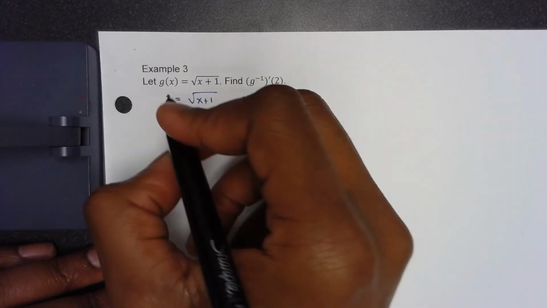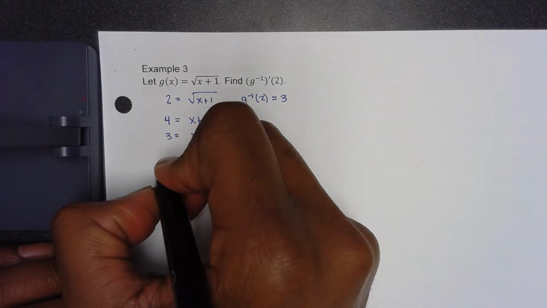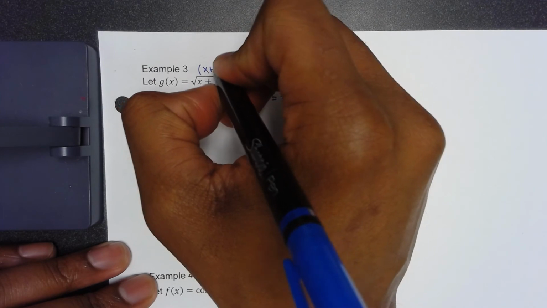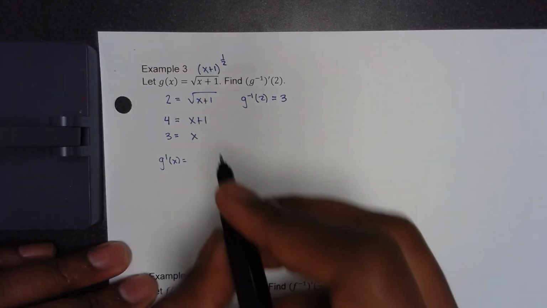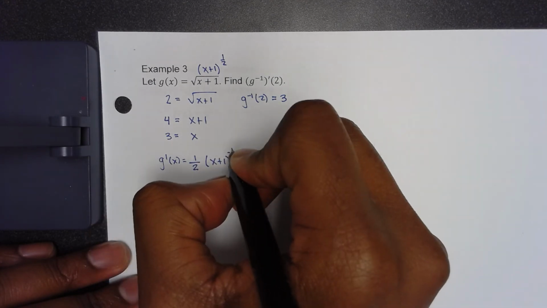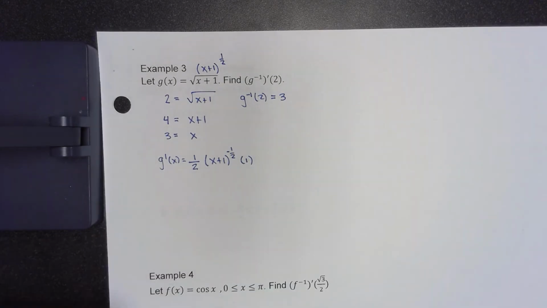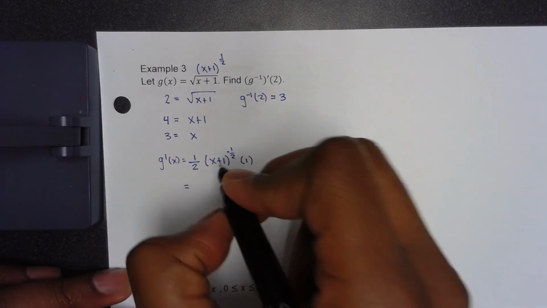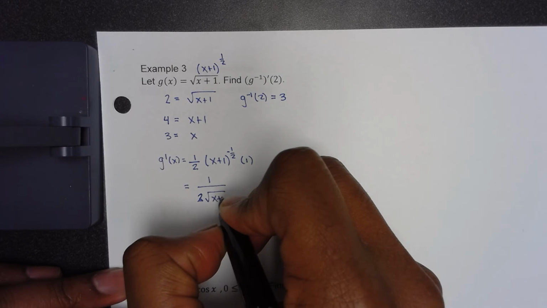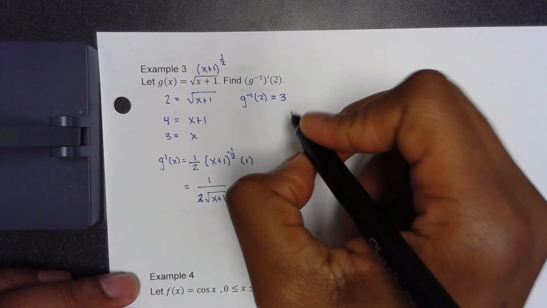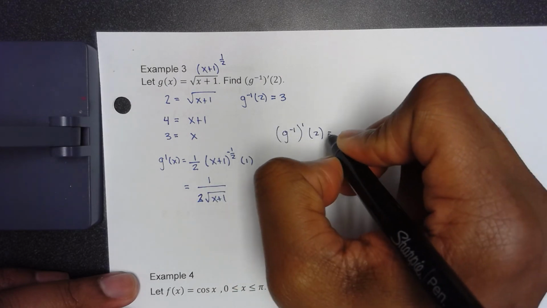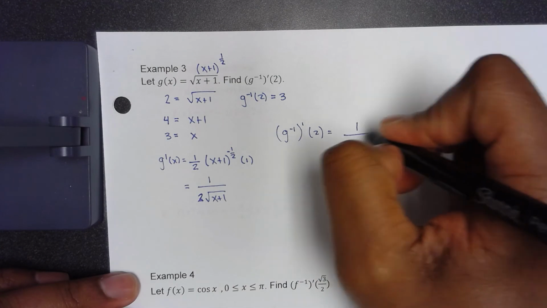To complete our definition, we need the derivative, so g prime of x. We can rewrite this to be x plus 1 to the 1/2 power. So its derivative is 1 over 2 times x plus 1 to the negative 1/2. And because of the chain rule, we multiply by 1, which quickly simplifies to be 1 over 2 square root x plus 1.